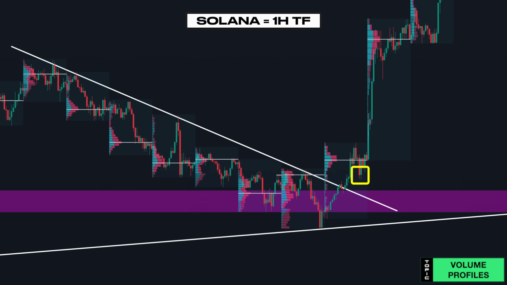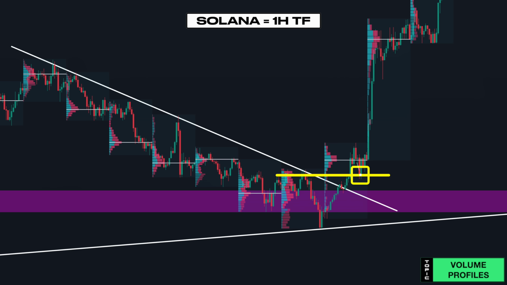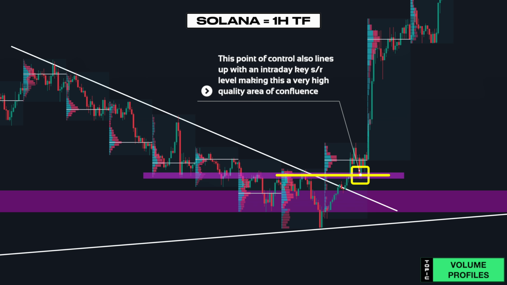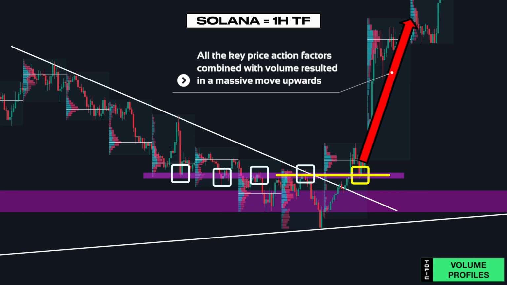And if price comes back to that previous point of control, they might take big action again, which presents long trade setups. Notice how your pullback to the previous point of control formed candles with the wicks sticking out, showing a reaction and a long trade setup. To take this even further, this point of control also lines up with an intraday key SR level, making this a very high quality area of confluence. As a result, this ended up being a massive move upwards, and we banked heavy on this trade.